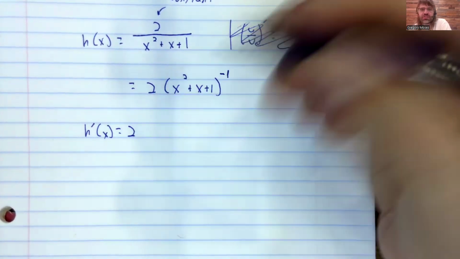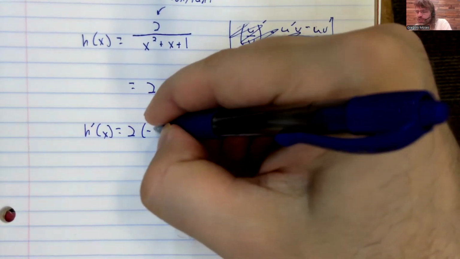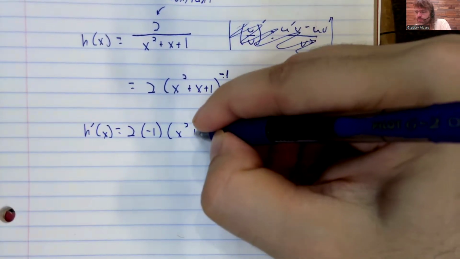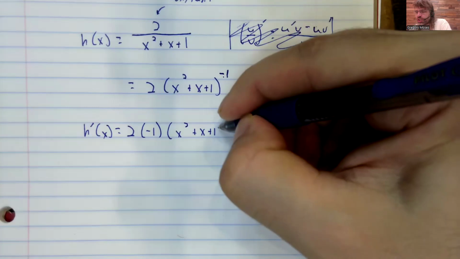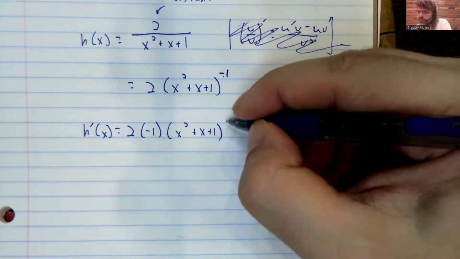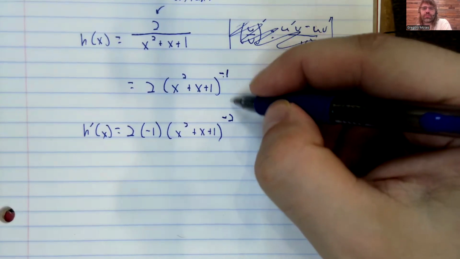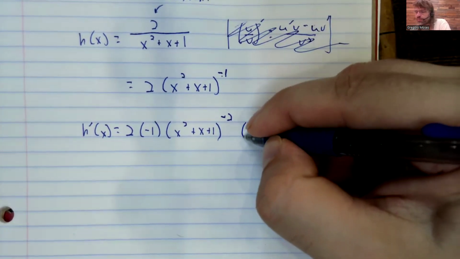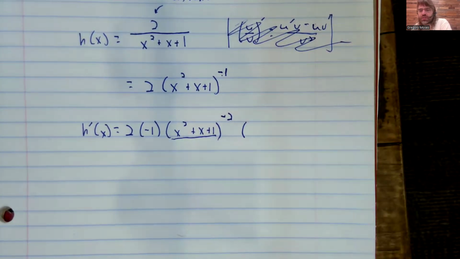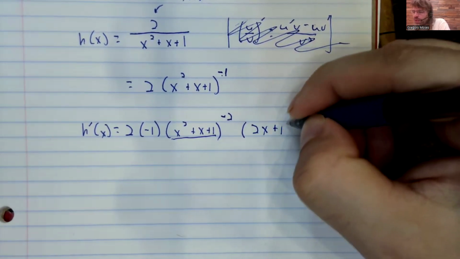How would we differentiate this? The 2's a constant. It stays put. The negative 1 comes down. We leave the function alone. The quadratic is still x squared plus x plus 1. We subtract 1 in the power. Negative 1 becomes negative 2. And then we multiply by the derivative of this expression, 2x plus 1.